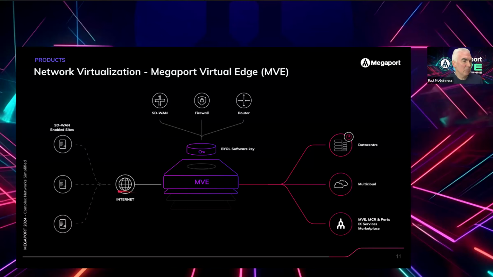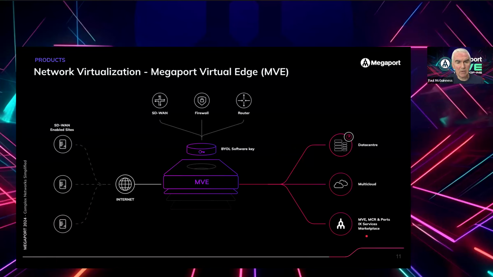On the left-hand side, we're depicting here the internet that can be used for management of the device, connecting back to the controllers of choice. It could be also for connecting SD-WAN sites into the virtual edge as well. So this internet connection can scale to high data rates, and we'll see that on the next slide, to accommodate the number of SD-WAN sites that you have and the throughput that you need there as well. On the right-hand side, we're depicting what you can connect to on the Megaport network.